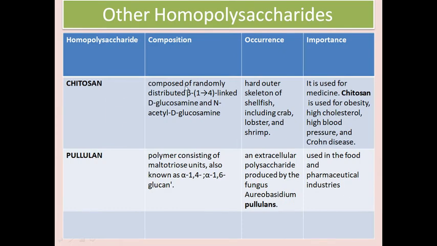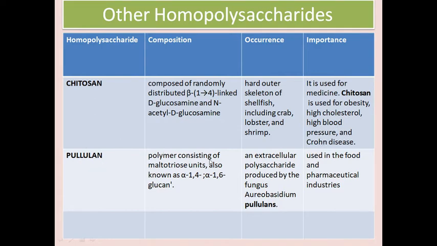Chitosan is composed of beta 1,4 linked glucosamine, mainly N-acetyl glucosamine. It's present in the hard outer skeleton of shellfish, crabs, lobster and shrimps. Importance: it is used in medicine. Chitosan is used in the case of obesity, high cholesterol, high blood pressure and to control Crohn's disease.